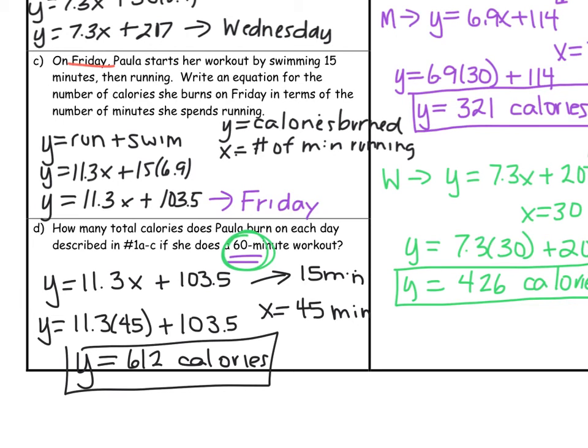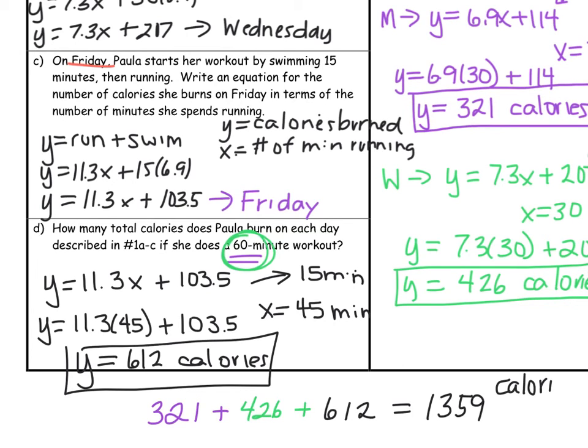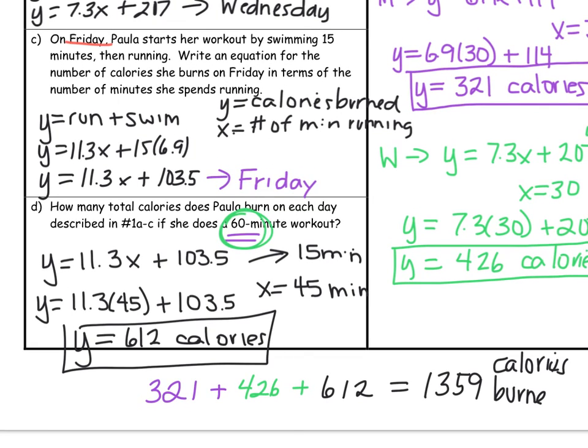So the calories on Monday were 321. The calories on Wednesday were 426. And the calories burned on Friday were 612. And that gives Paula a total calorie burned count of 359 calories burned on her 3-day workout.